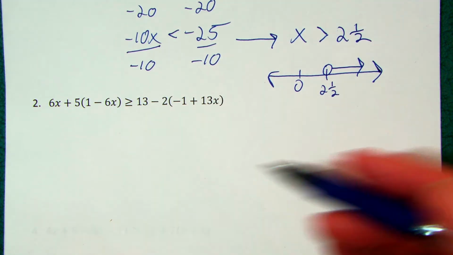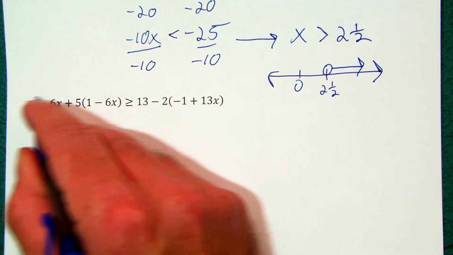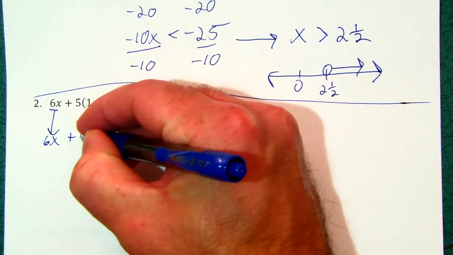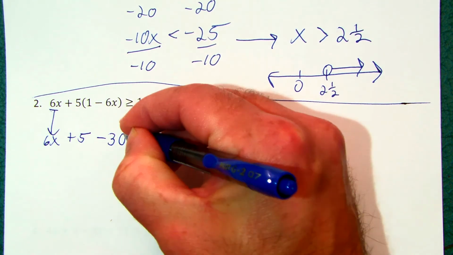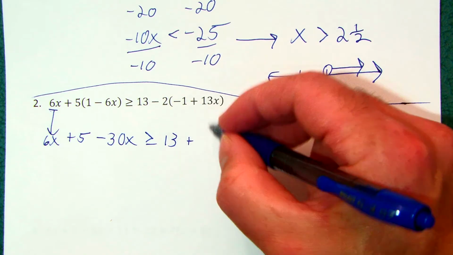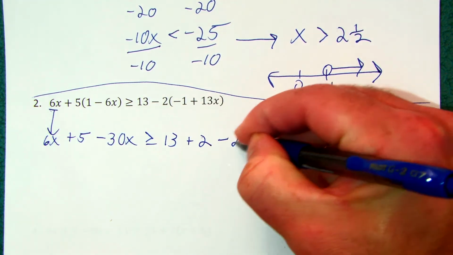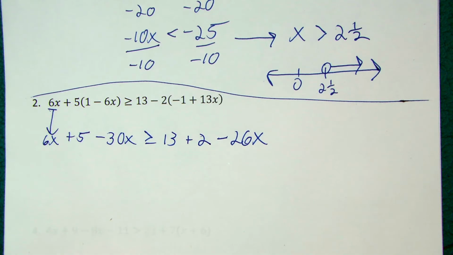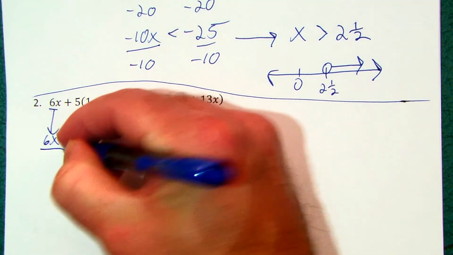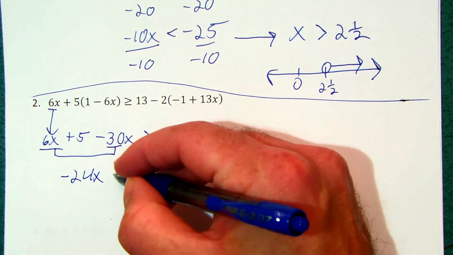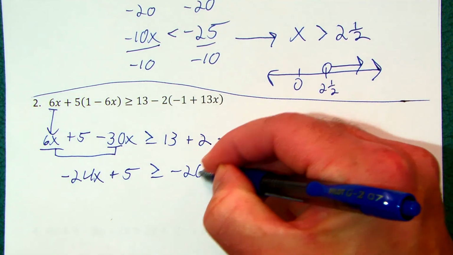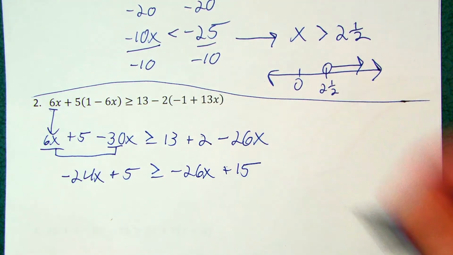All right, so next up, same deal again. First thing I'm going to do is distributive property on both sides here. So 6x, that's just going to come down. Take care of your distributive properties. We're going to get 5 minus 30x is greater than or equal to 13. Negative 2 times negative 1 is going to be positive 2 minus 26x. So 6x minus 30x then is negative 24x plus 5 is greater than or equal to negative 26x plus 15.